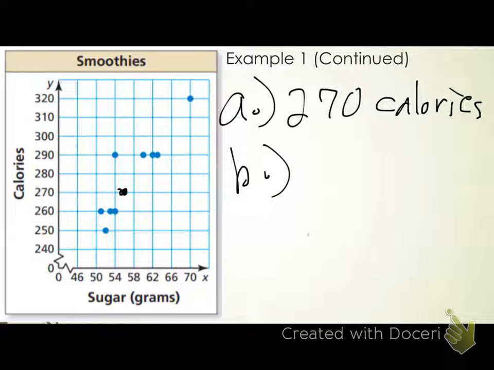So let's look at our y-axis whenever it pops up. Find 320. That's way up here. The corresponding ordered pair is this one right here, correct? So how many grams of sugar are in the smoothie that has 320 calories? 70. Very good.